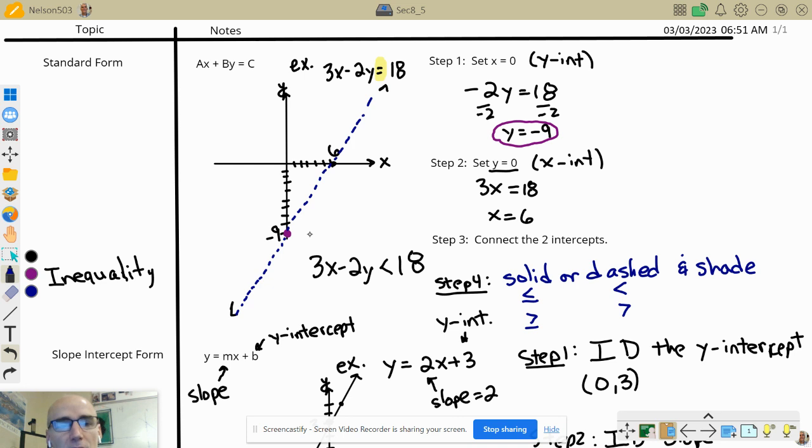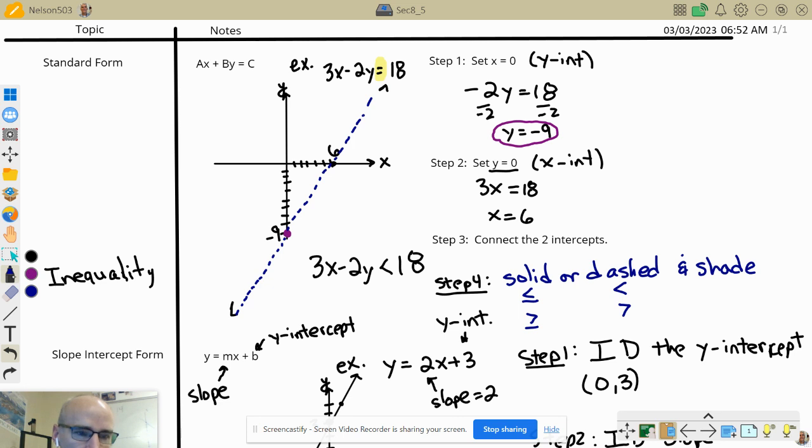I'm saying we're going to shade in a certain direction. Either we're going to go that way off the line or we're going to go that way off the line, shading, because we want all the points that satisfy this inequality. So what I love to do is, if my line doesn't go through the origin, which it's missing, here's the origin right over here.